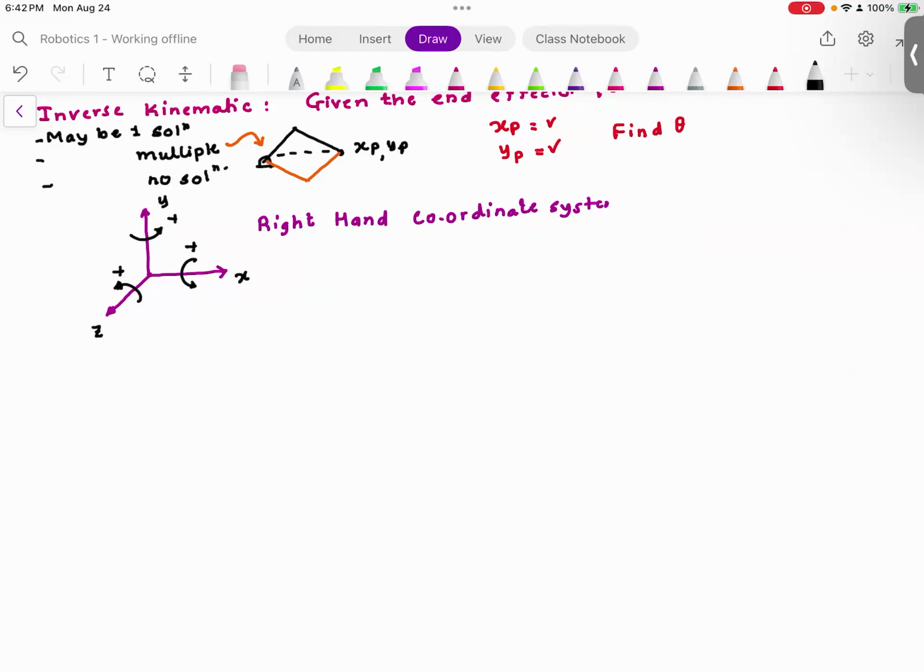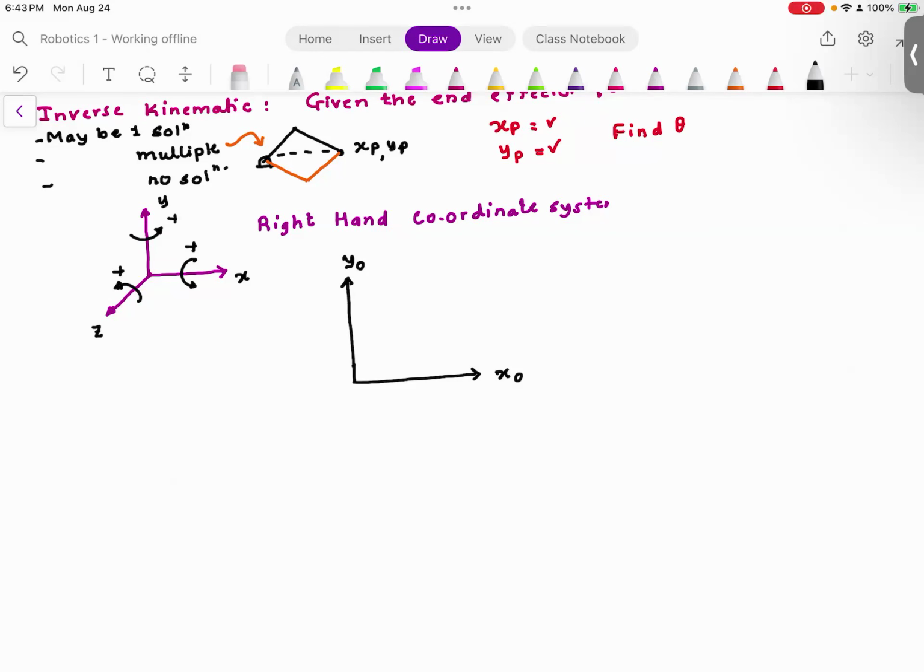So I'm gonna talk about this X and Y axis. You have this X axis and you have this Y axis. I'm gonna call this XO and YO. And you agree with me, my Z is coming out of the board. Do you agree with me? X, Y, Z is coming out of the board.